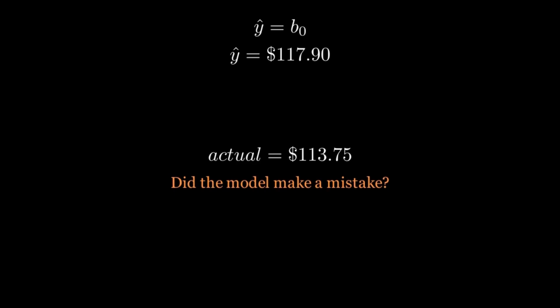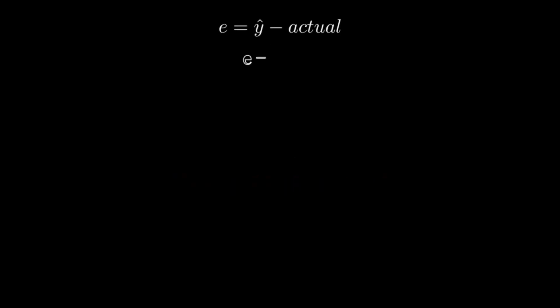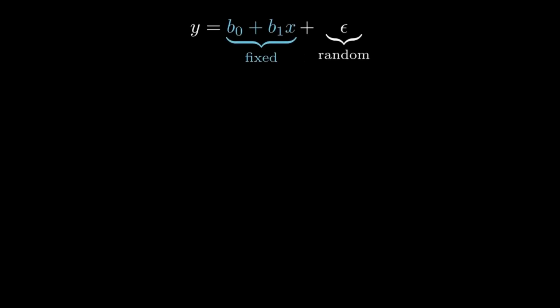We should quantify our error. The error associated with a prediction can be labeled as E. Here, E is equal to the predicted y hat minus the actual, so $117.90 minus $113.75 is equal to $4.15. This deviation is known as the residual error. Epsilon is a model of random error, a model of uncertainty of these residual errors. If we understand how the errors behave according to a theoretical model, we know a lot about how to interpret our predictive model.